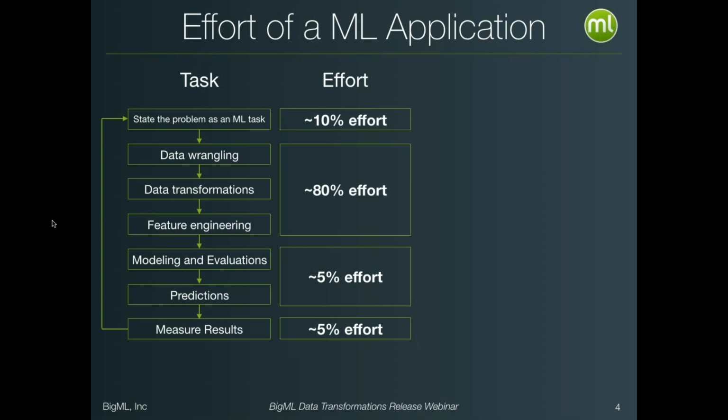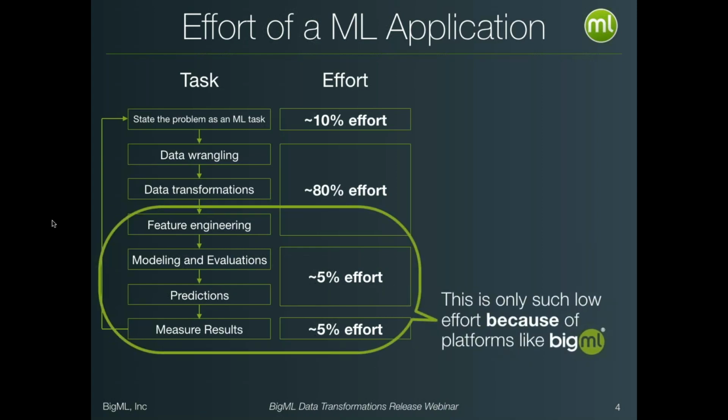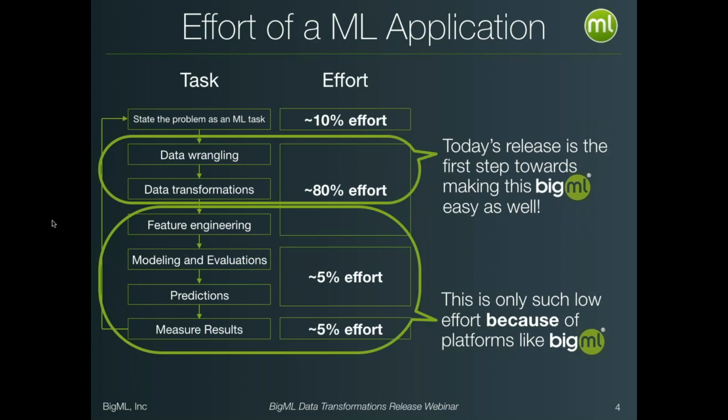Now, it's important to understand that this is the distribution of effort when you are using a machine learning platform like BigML. If you're still trying to roll your own modeling platform with a Frankenstein of open source technologies, then you should adjust these percentages accordingly. With that in mind, and with knowing how costly the data preparation stage is, you can begin to understand why today's release is focused on making this step as easy as possible as well. BigML's goal is to make data preparation as easy as we have already made the later portion of this pipeline, as this is the only way to truly democratize machine learning.